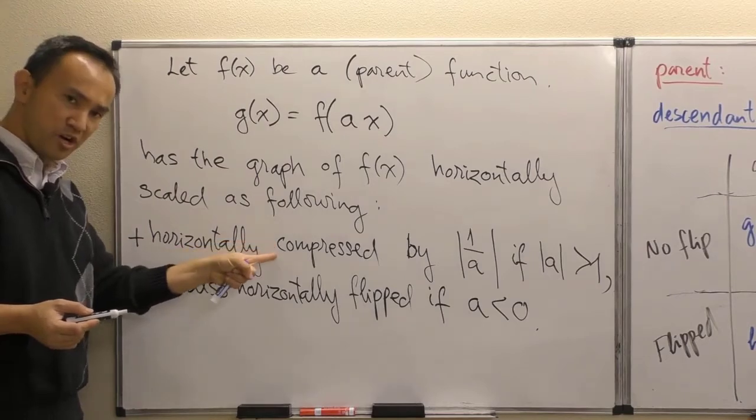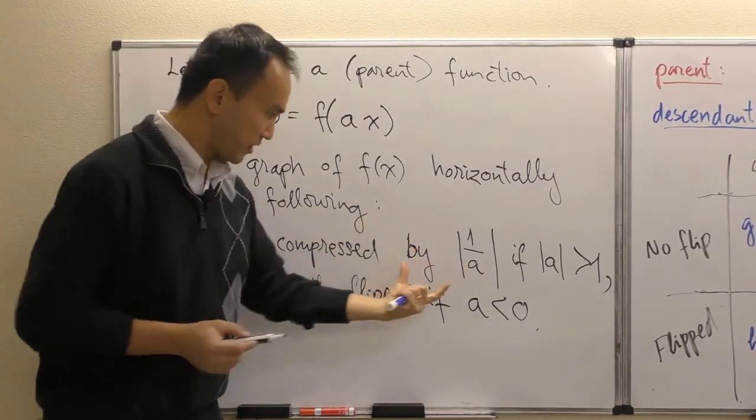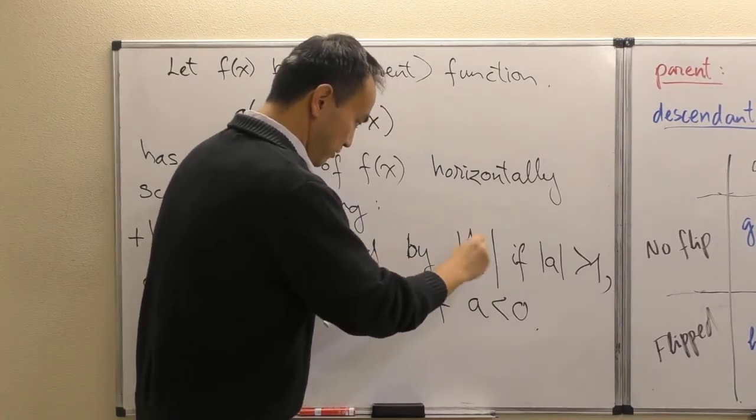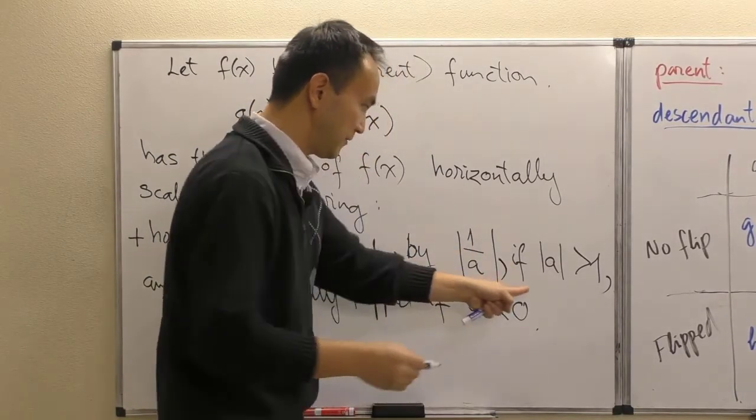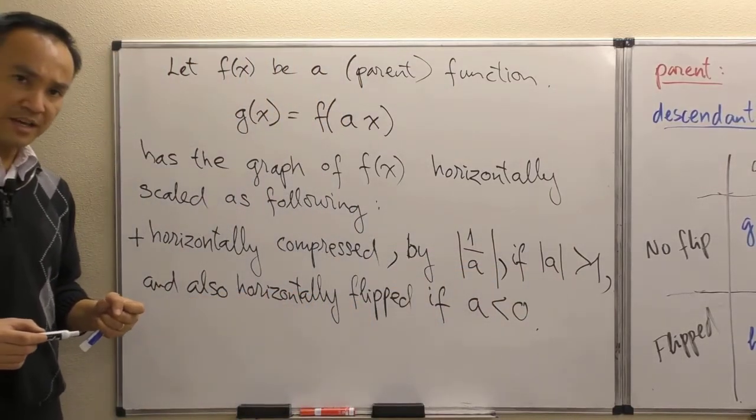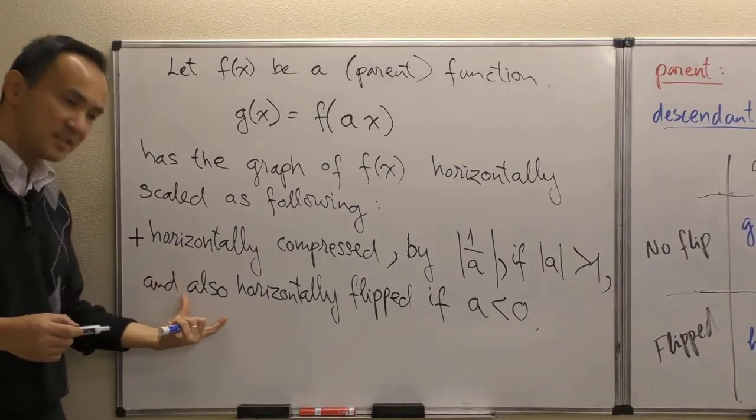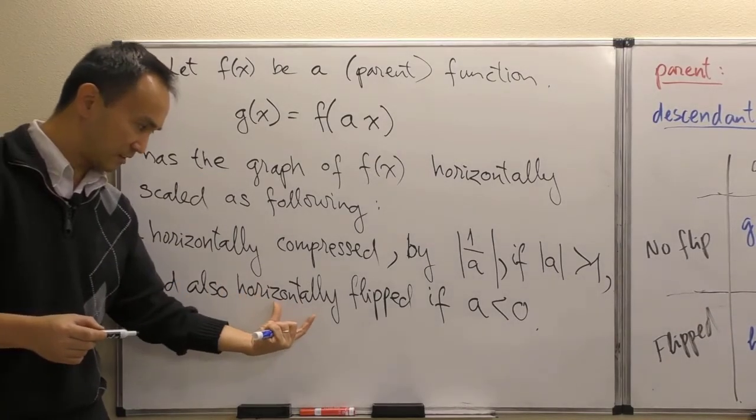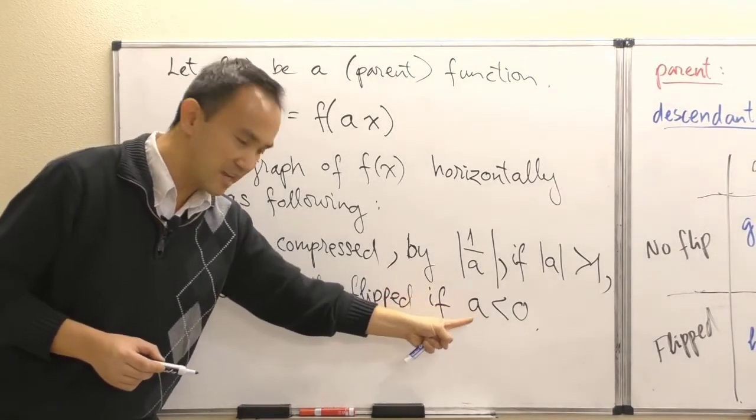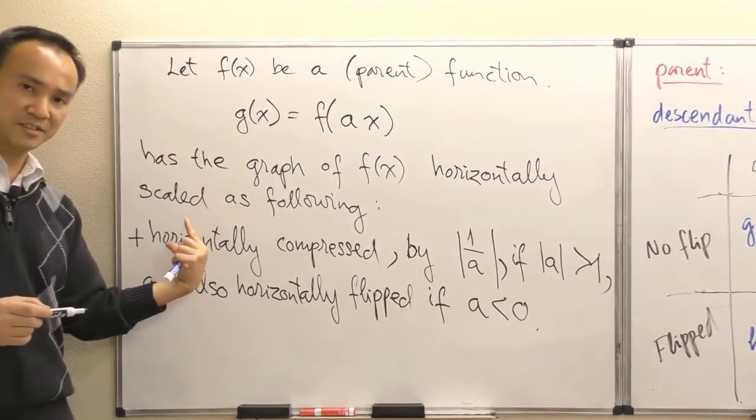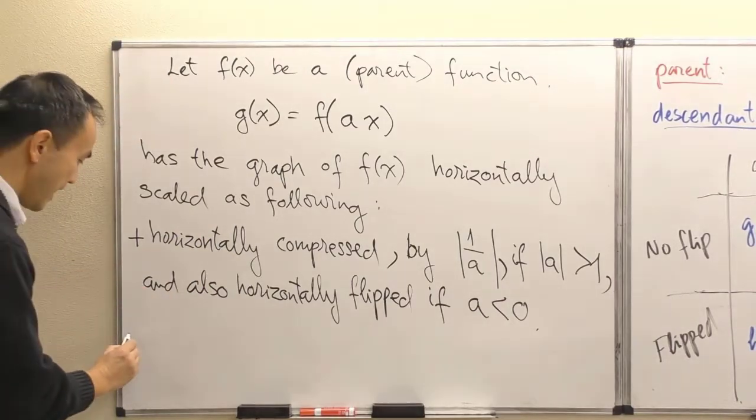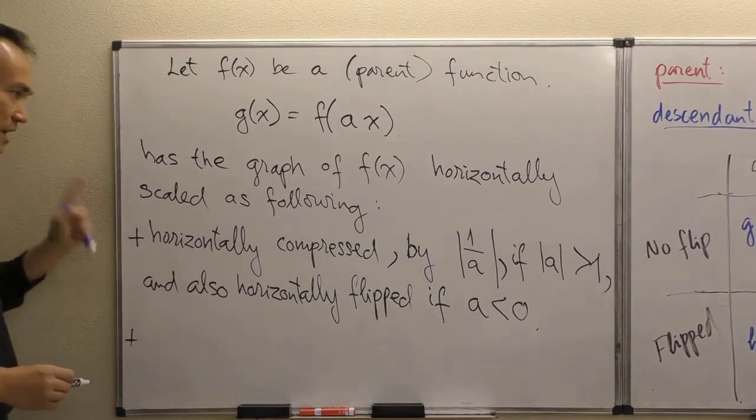It becomes a horizontal compression, compressed by a factor of absolute value of 1 over A, if the absolute value of A is greater than 1. And also, at the same time, if A is a negative value, then it's going to get flipped horizontally. So this is one case.